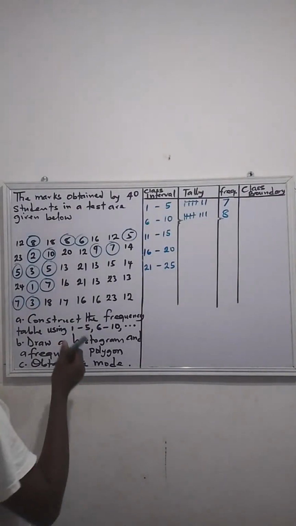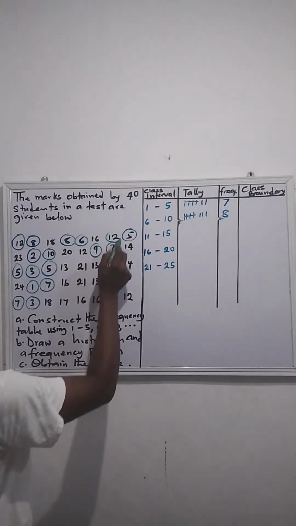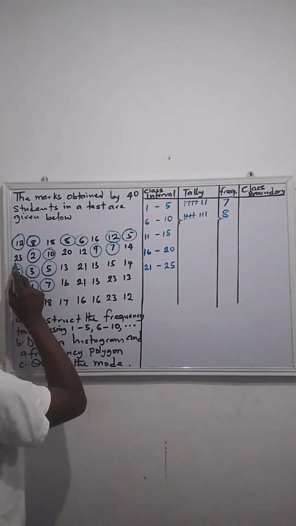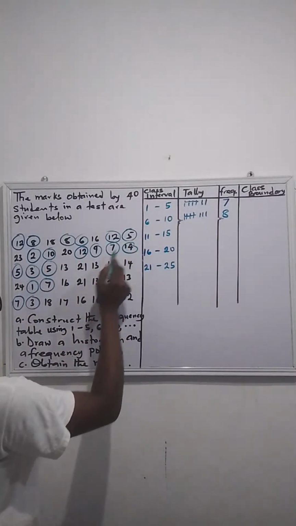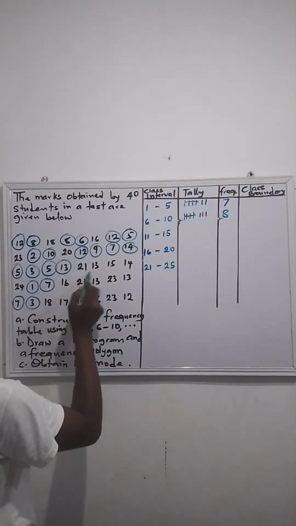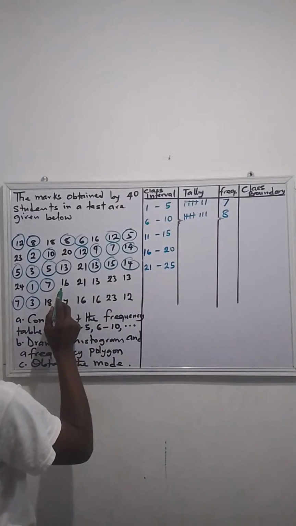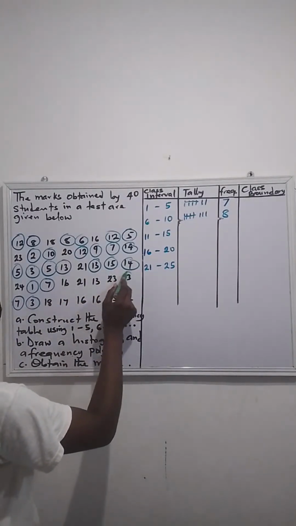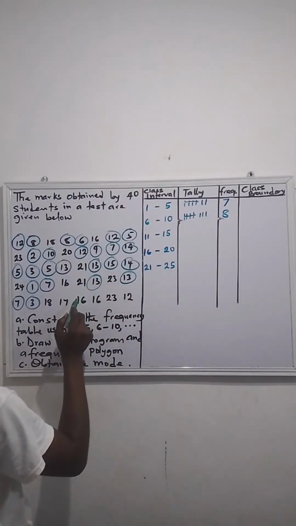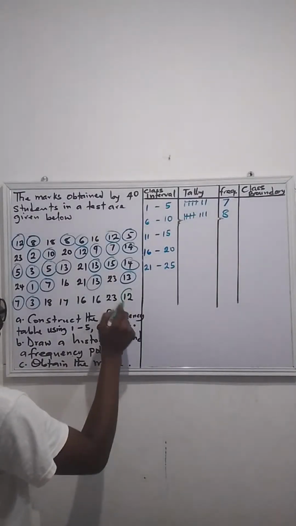11 to 15. Can we count now? We have 1, 2, 3, 4, 5, 6, 7, 8, 9, 10, 11.